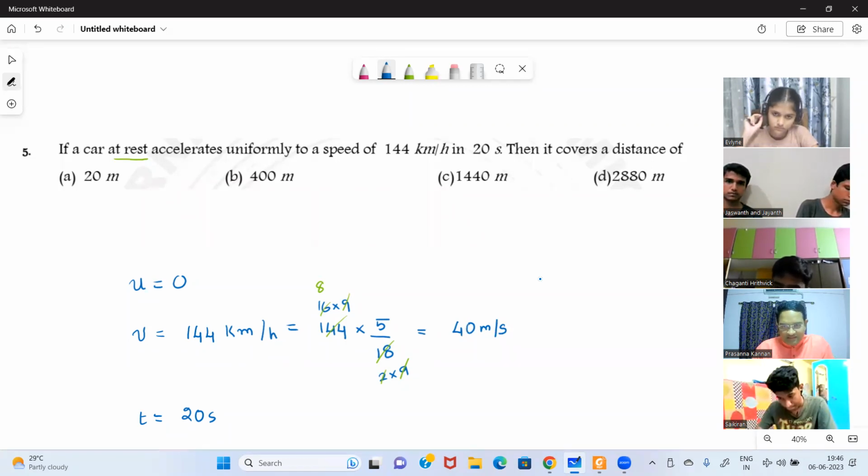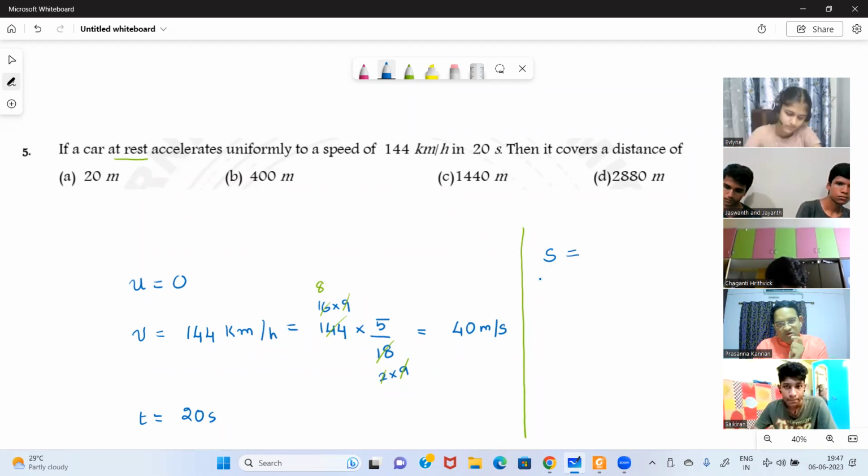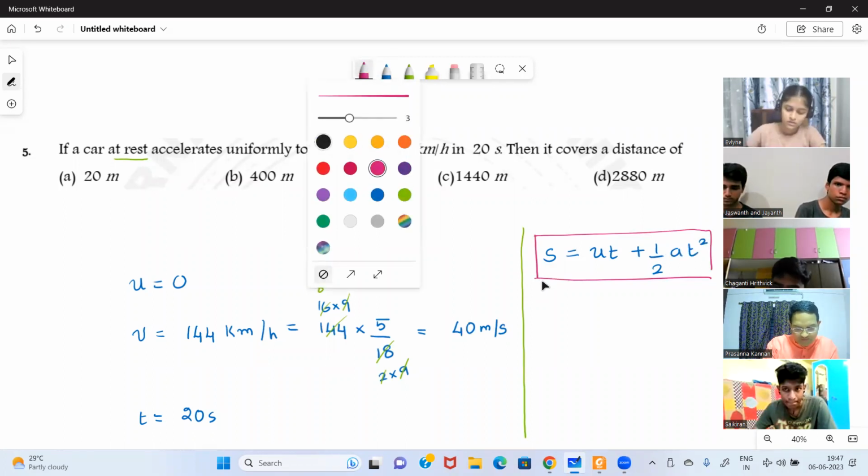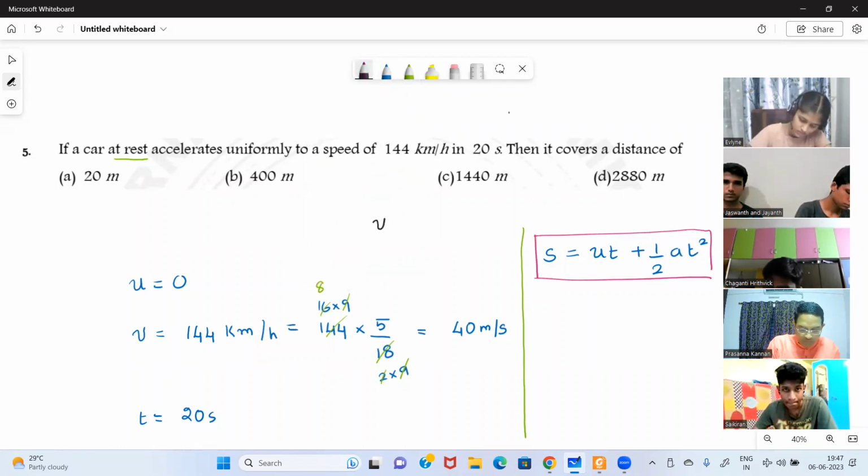You are asked to find the distance. So what is the distance formula? Either you can use v square minus u square equals 2as, or ut plus half at square. But what we don't know at this point in time? Acceleration. Acceleration is not known, so we'll do it in 2 steps. We will find the acceleration first using the other equation. What is v equal to?